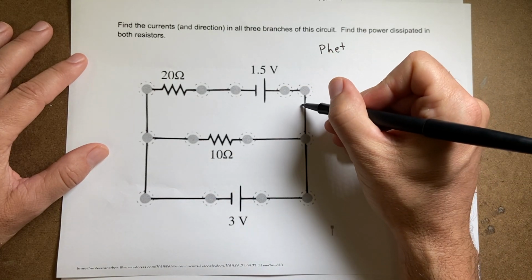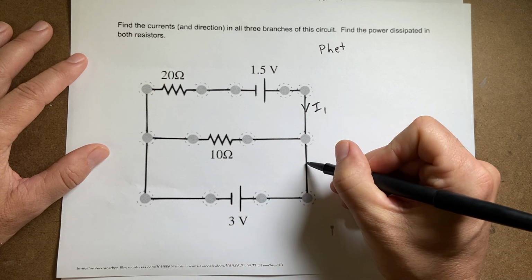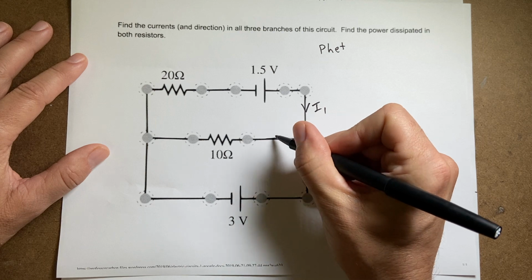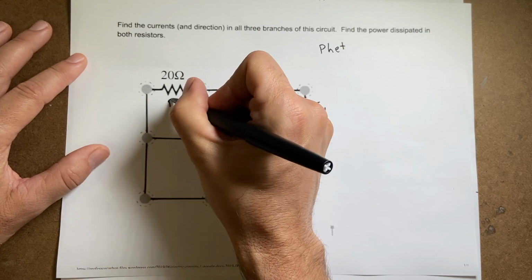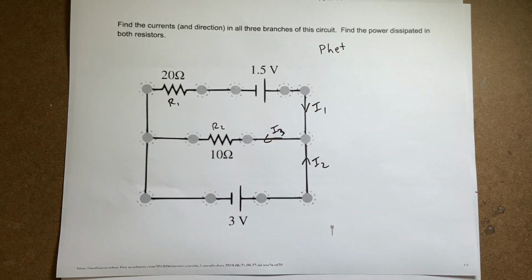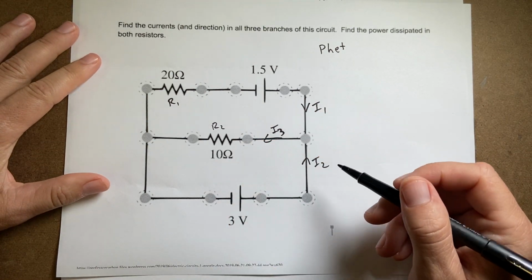So let's just call this one I1. This one's a positive battery. Let's call this one I2. And let's call this one going that way I3. And I'll call that resistor 1 because it's with current 1. And I'll call this resistor 2, even though it has a value 2. And that's the EMF 1 and EMF 2. I'll leave them at 0.